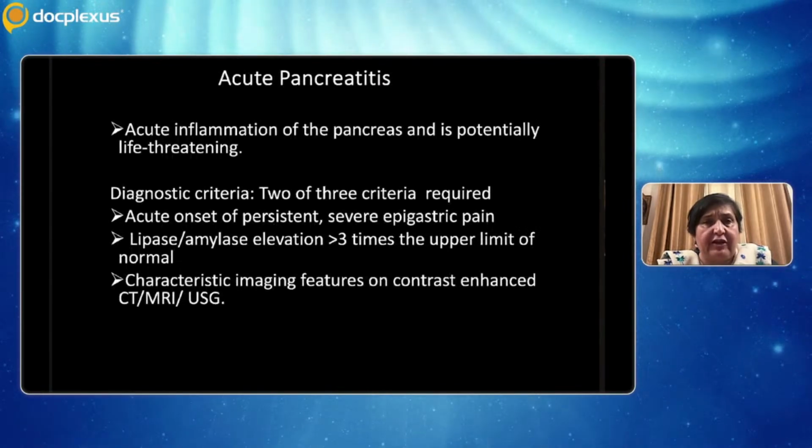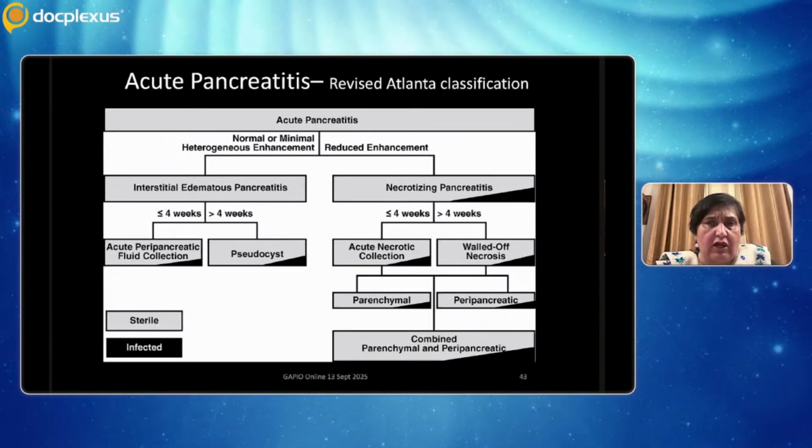Pancreatitis is something very, very important when you're looking at pancreatic imaging. It's an acute inflammation of the pancreas, which is potentially life-threatening. For diagnosis, you need two of the three criteria: acute onset of persistent severe epigastric pain, elevated lipase or amylase to 3 times the normal, and characteristic imaging features on contrast-enhanced CT, MR, or ultrasound.